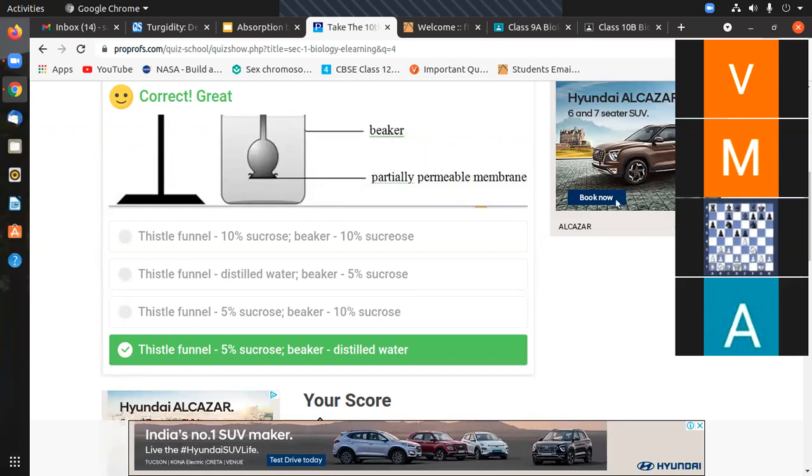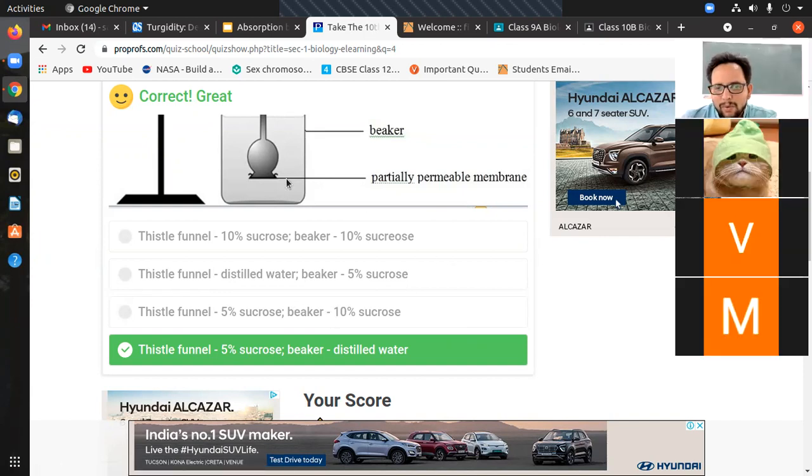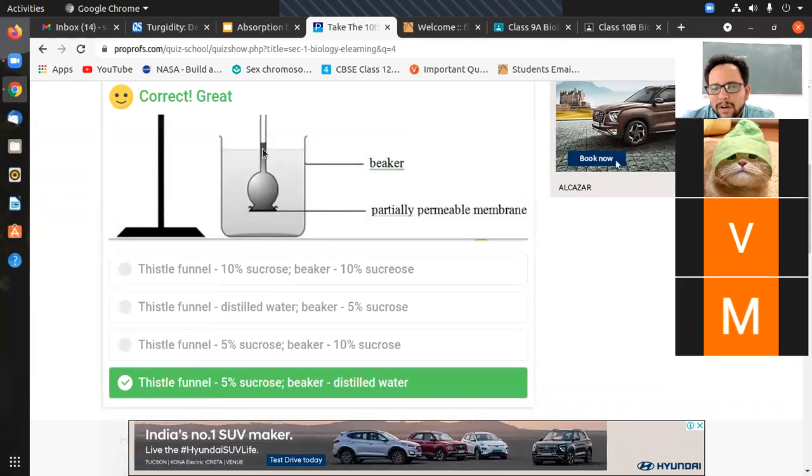Okay, shall I try then? What is happening is, if the inside solution is concentrated and the outside solution is dilute, in that case water will move inside. Why? Because this is a partially permeable membrane. It will not allow the solute to come out. It will only allow the water molecules or solvent molecules to move. So the water from outside will start moving inside, and that is why you see the water level increase after an hour. So that is the most logical answer.